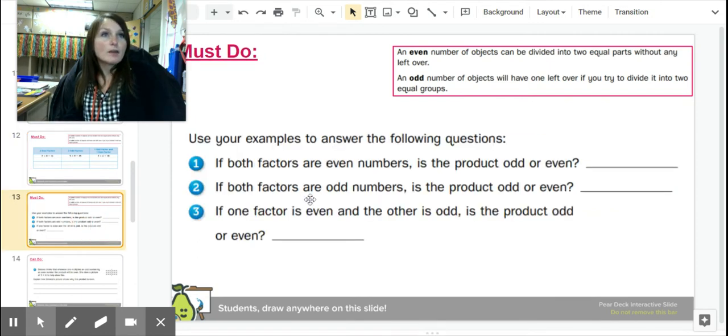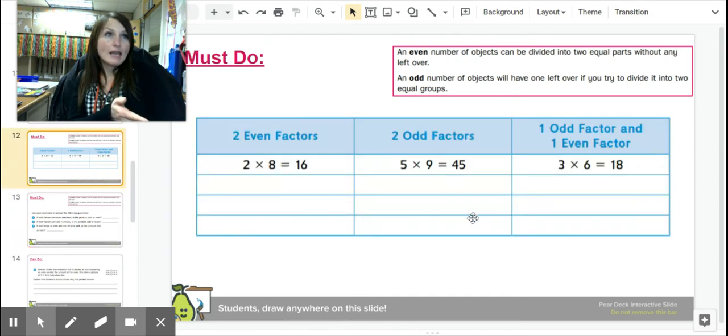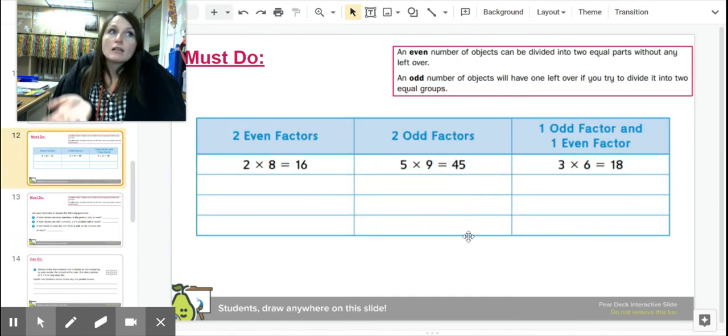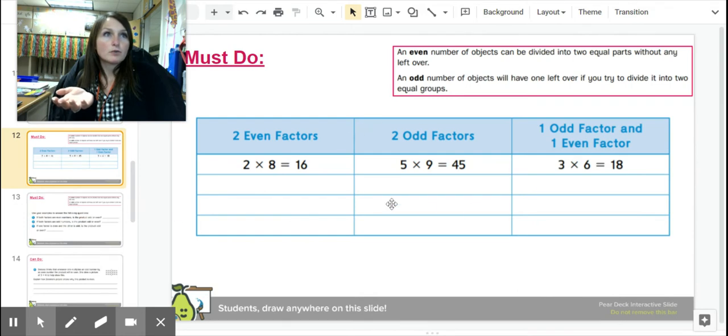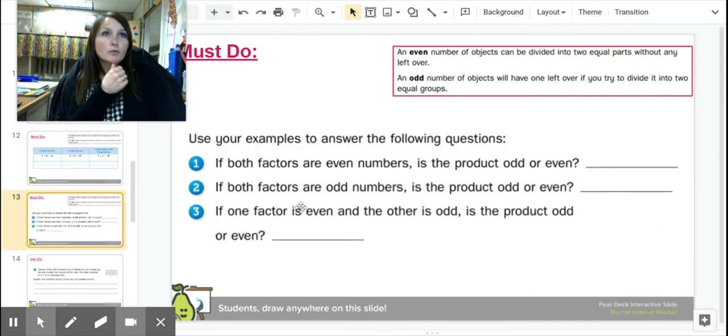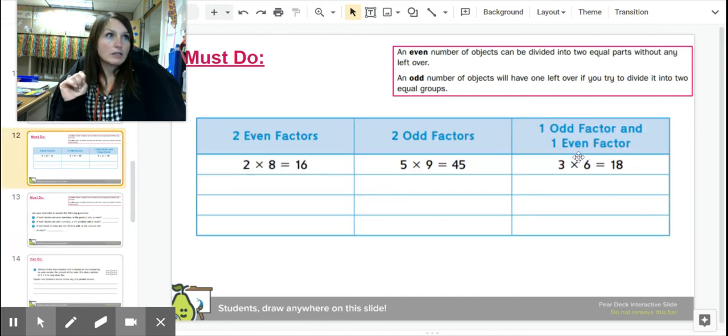Okay, for number 2, it says when you're multiplying odd times odd, was the answer always odd? Was it always even? Did it go back and forth? I don't know. So this is for number 1, looking at the evens. For number 2, you're looking at the odds. Number 3, it says, what if one's odd and one's even? So you're looking here, what pattern did you notice?